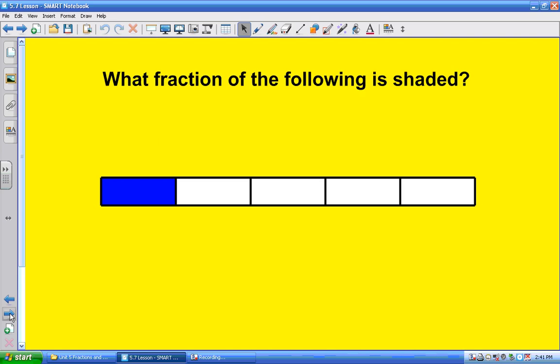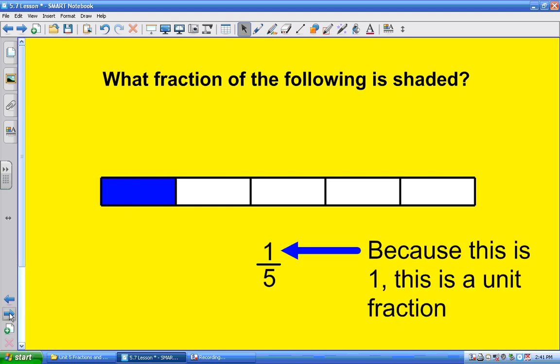All right, so, Kaylin, what fraction of the following is shaded? 1 out of 5. 1 out of 5, correct. So we have 1/5, which is shaded. Everybody agree with me? Yes, Kate, what is your question? We already did this. No, you haven't. Next question, we know that's true. Now, this is called a unit fraction because it has a 1 in the fraction. The numerator is a 1.